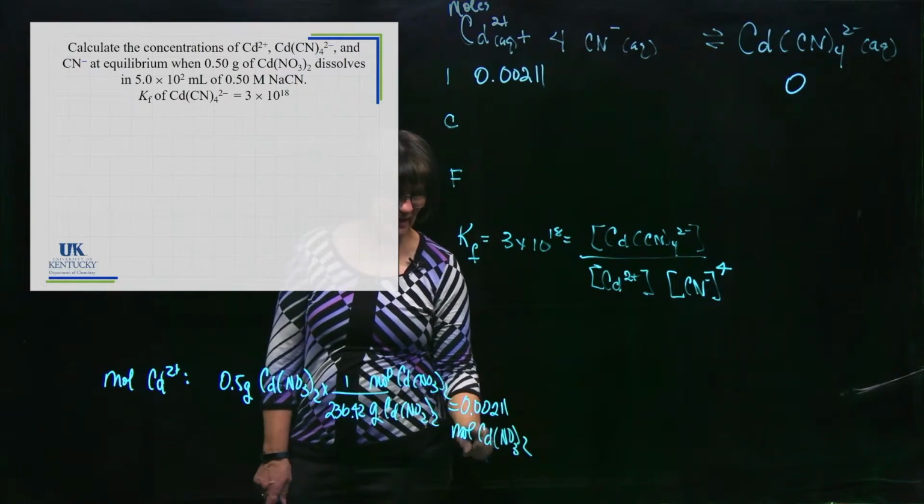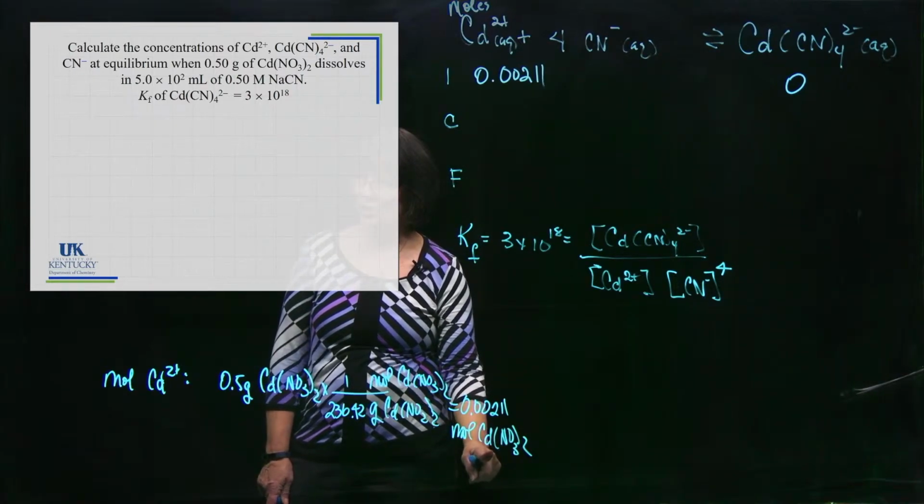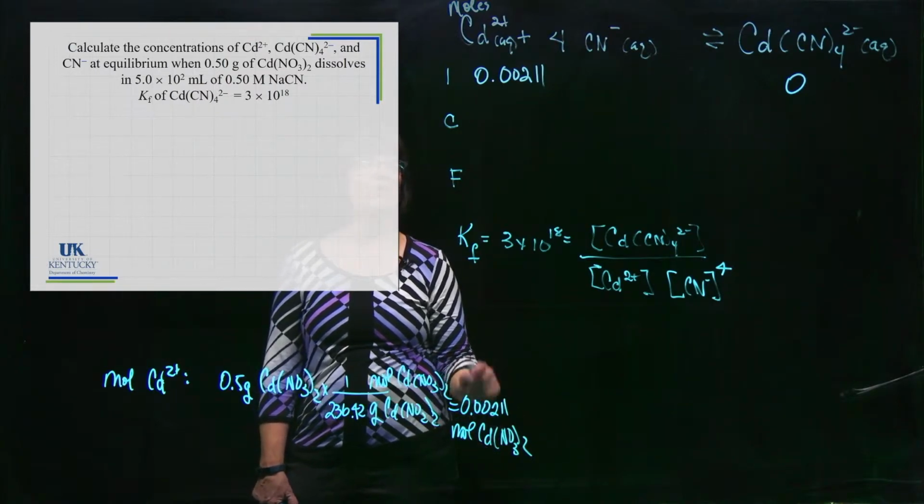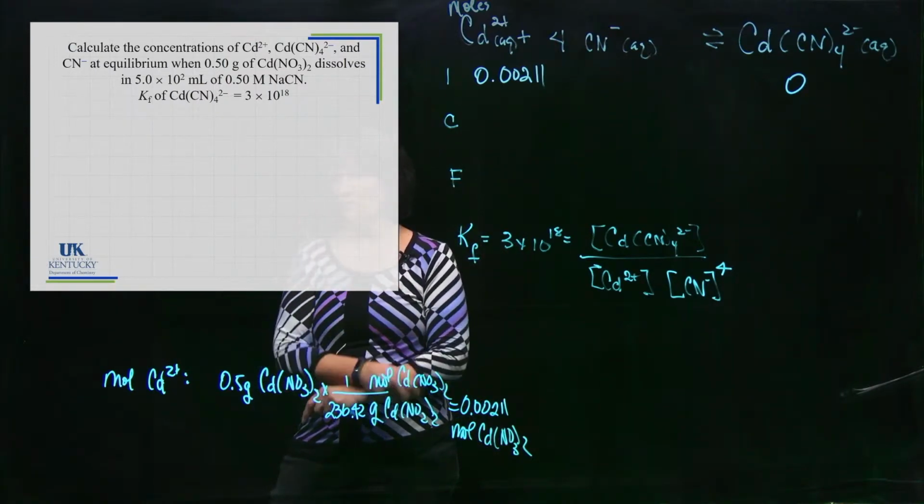Let's pretend for a moment, what if the formula was Cd2? What if there's a 2 right there? Well, then it would be double this because there's 2 cadmiums in every one of these. But that right there is a 1.